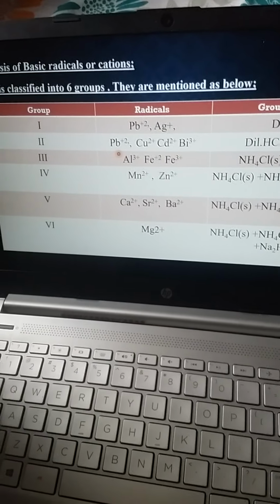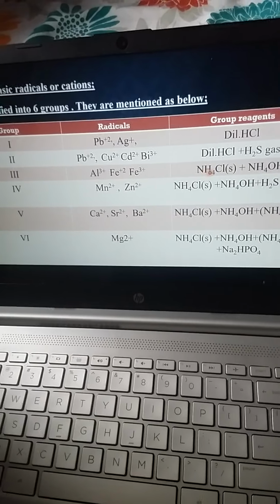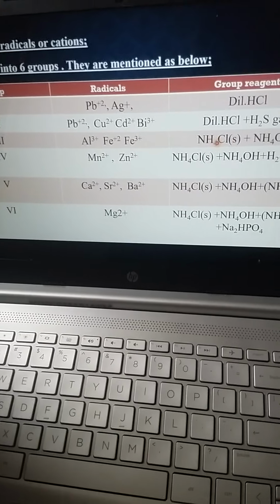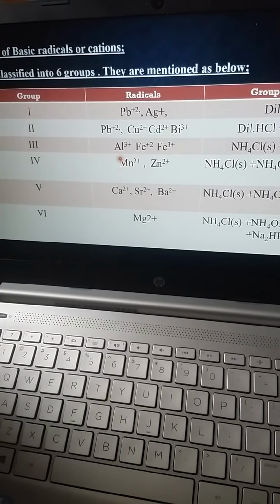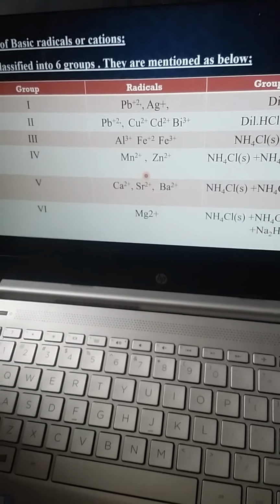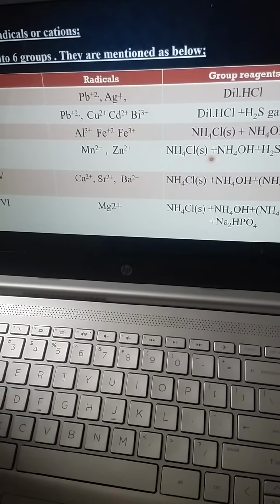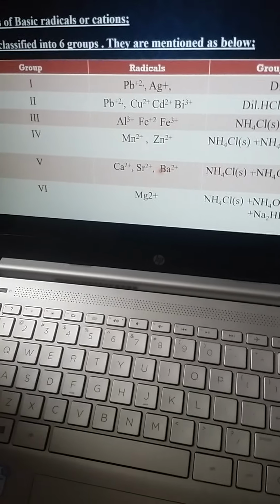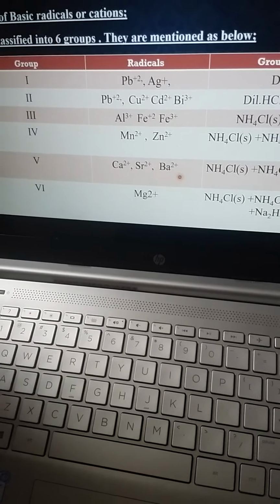Similarly, the third group basic radicals contain aluminium, ferrous or ferric ion. The group reagent used for the third group is solid ammonium chloride plus ammonium hydroxide. Then the fourth group basic radicals contain manganese and zinc ion. The group reagent used for the fourth group is solid ammonium chloride plus ammonium hydroxide plus H2S gas. Then the fifth group basic radicals contain calcium, strontium and barium.